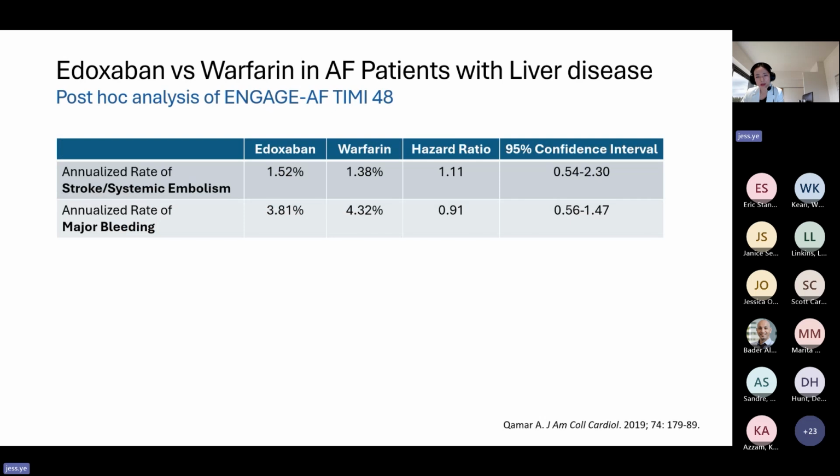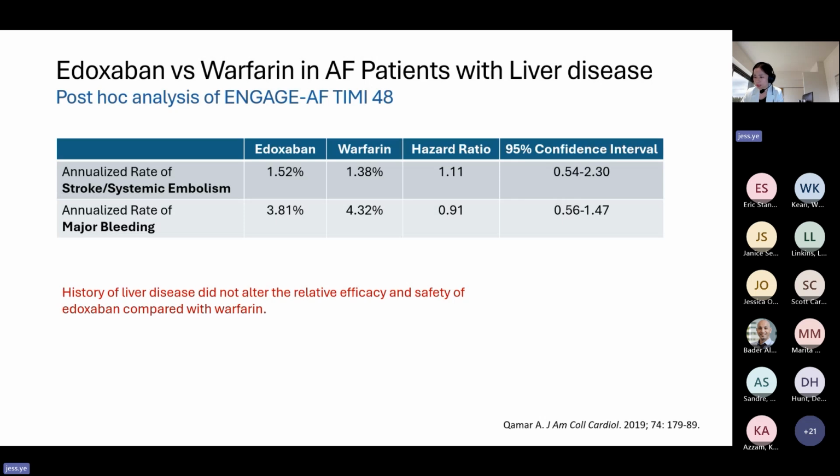Now, looking specifically at edoxaban versus warfarin, the annualized rate of stroke and systemic embolism and the annualized rate of major bleeding, there's no significant difference between the groups. So it appears that history of liver disease did not alter the relative efficacy and safety of edoxaban compared with warfarin. The authors also looked at hepatic adverse events. In general, they were quite rare, and they were similar between the groups.